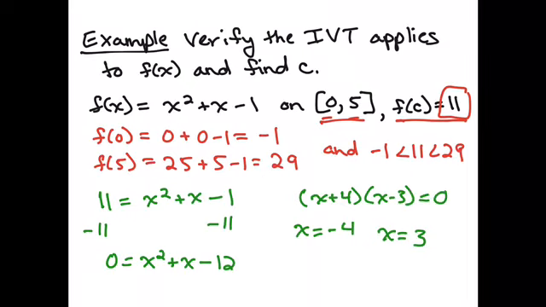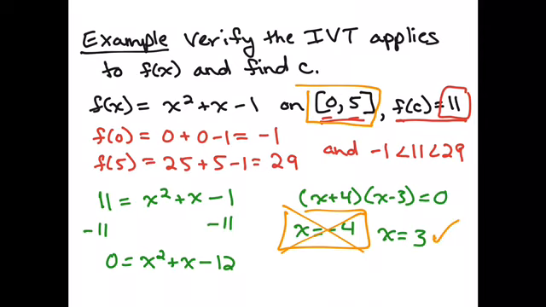Do both of those answers work? Because negative 4 is not between 0 and 5. Smart thinking. Negative 4 is not our C value because negative 4 is not between 0 and 5. So the only answer we get for this is x equals 3 or C equals 3.